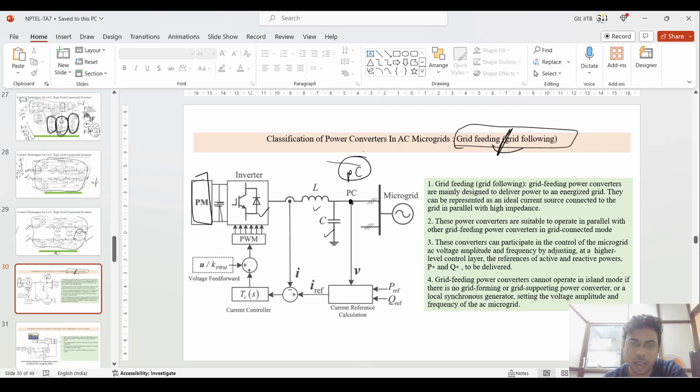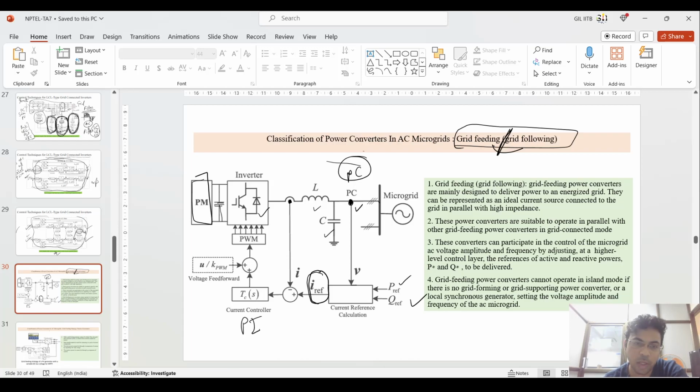Okay, so what I'm doing here in the grid feeding mode is that I'm taking this voltage which is connected at this point of coupling as a reference, and from that I'm generating one P reference and one Q reference. With that reference I am also taking one input from before this LC filter output, and from that I am feeding to a certain controller.